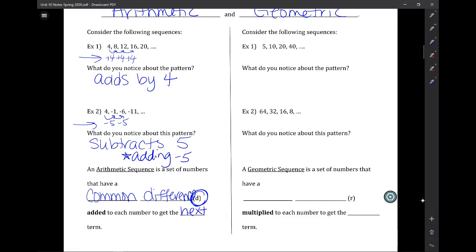We could always continue these sequences out by just using our common difference and expanding the sequence to the next term and the next term and the next term.